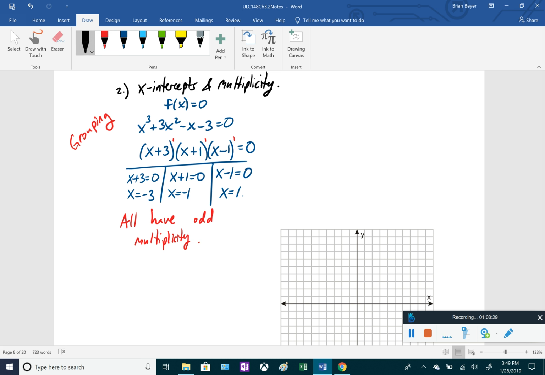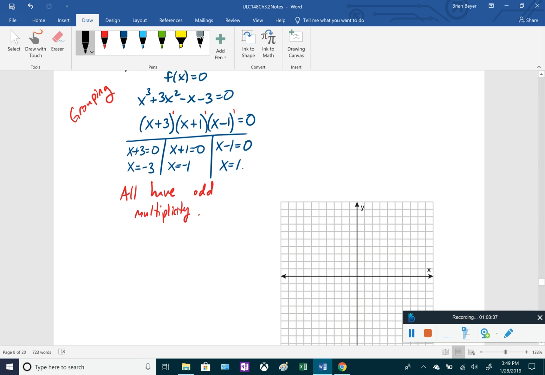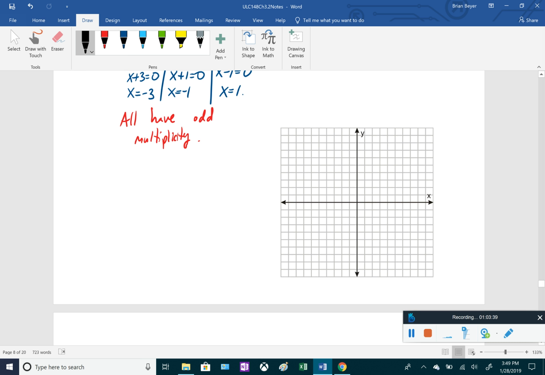Okay, and then for the next thing, we know that at each one of those x-intercepts, negative 3, negative 1, and 1, it's completely crossing through the x-axis. So now let's do the y-intercept. There's always going to be just one y-intercept, because if there wasn't, then it wouldn't be a function. So we need to evaluate f of 0. So we're going to plug in a 0 everywhere in the function that there's an x.